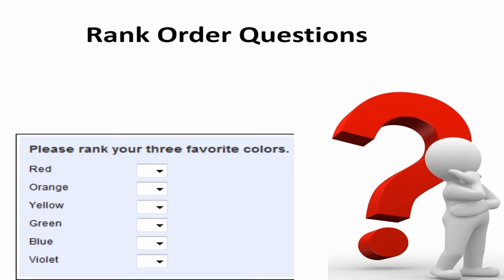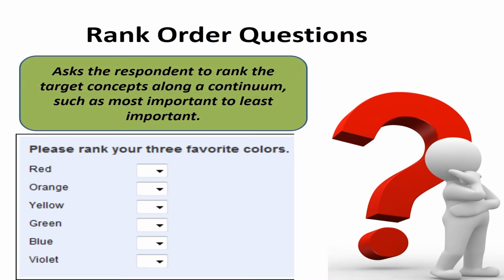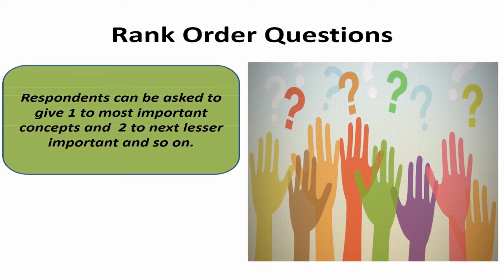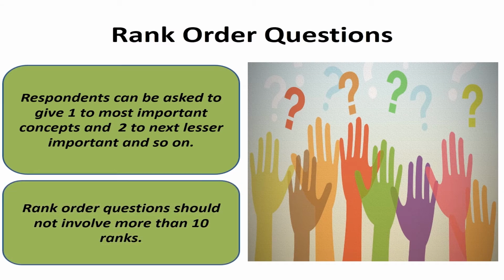The next type of questions are rank order questions. This type of questions asks the respondent to rank the target concepts along a continuum, such as most important to least important. Respondents can be asked to give 1 to most important concepts and 2 to next lesser important, and so on. Rank order questions should not involve more than 10 ranks.